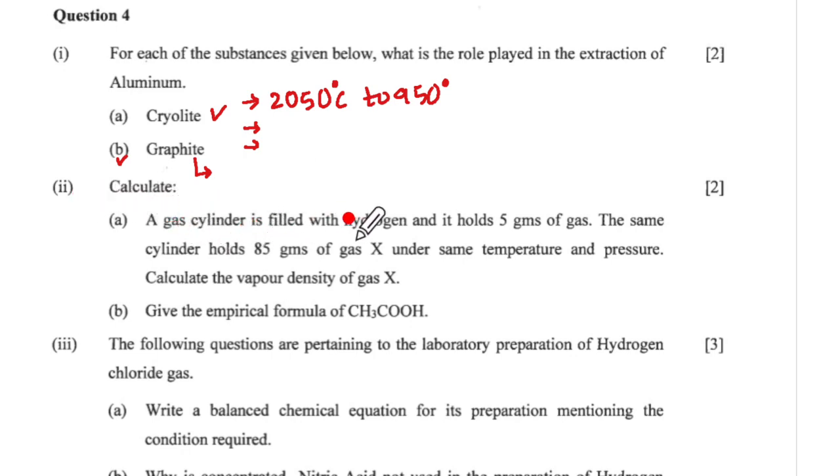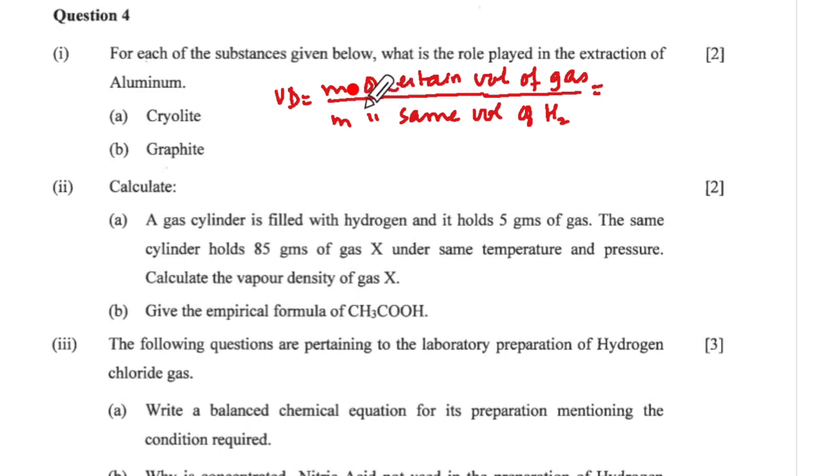Calculate the vapor density of gas X. A gas cylinder filled with hydrogen holds 5 grams of gas. The same cylinder holds 17 grams of gas X under the same temperature and pressure. Now remember, the vapor density formula is the ratio of the mass of a certain volume of a gas upon the mass of the same volume of H2 under the same conditions of temperature and pressure.